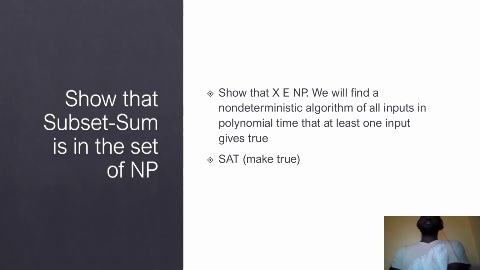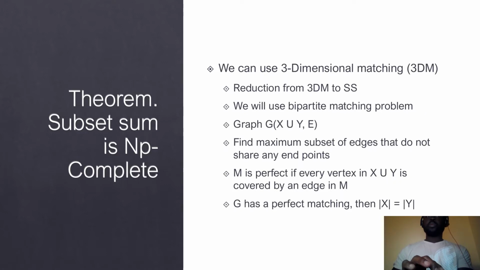So we show that the subset is in the set of NP. That is what I meant by SAT meaning satisfiable. The theorem is that subset sum is NP-complete. We can use three-dimensional matching: we reduce it from 3DM to SS, and we make our proof.